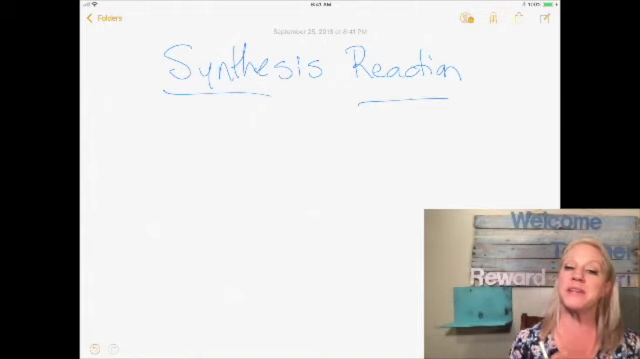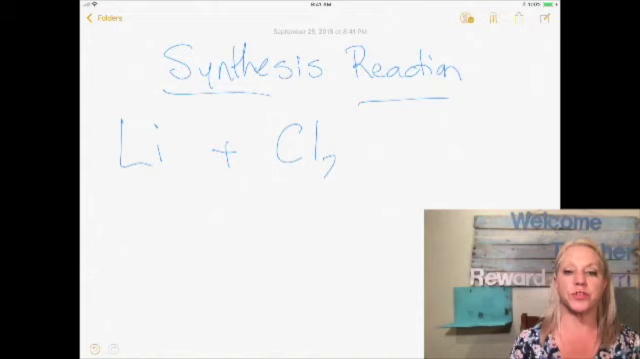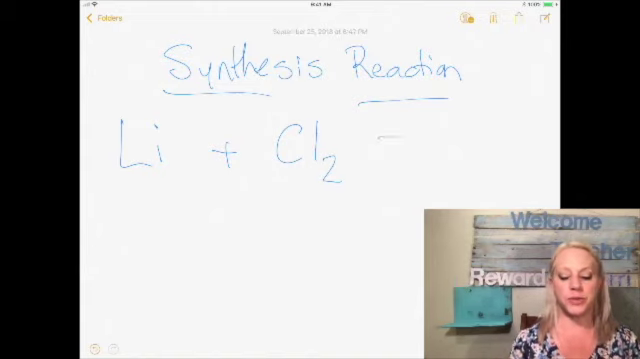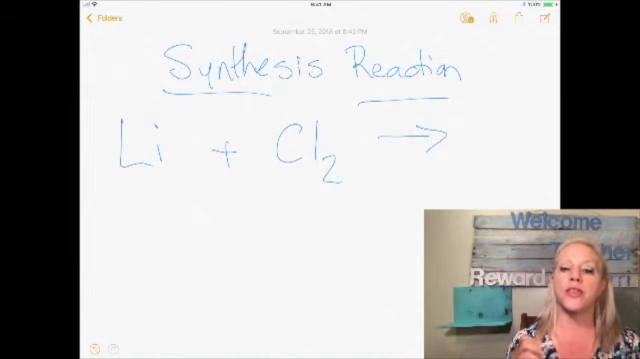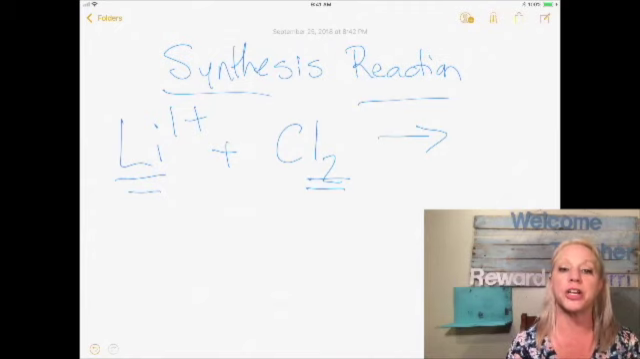In this reaction, I'm going to pick something different for our synthesis reaction. So let's say that we have lithium as a metal, and we have chlorine gas, which is diatomic, coming together. So what's going to happen is we are going to produce a product, and we have to think about the charges on these two because we have a metal and a non-metal, which means we'll have an ionic compound forming. So lithium will become a cation with a +1 charge. Chlorine will become an anion, it's a non-metal, it will take on a -1 charge.